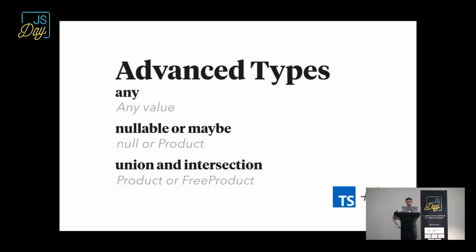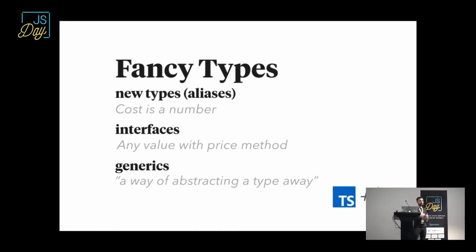That's very powerful. But the one that I like more is this category of types. So it's the fancy types. So you can define a new type, and this is very good. You can say that, look, the cost is a number. So you can use cost all over your code. You can define interface and also generics.